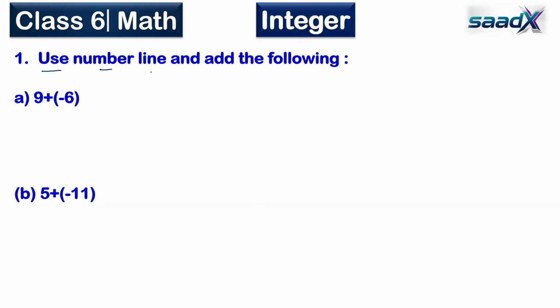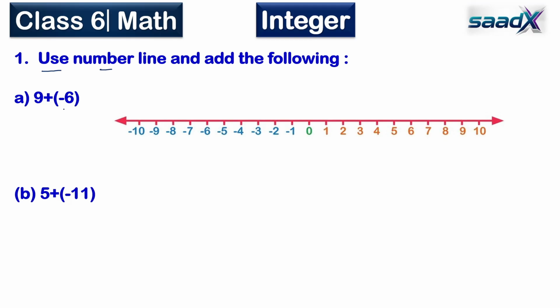Use a number line and add the following. Here is 9 plus minus 6. So look, we are starting from 0. First 9. 9 is a plus 9, a positive 9. So we should mark here. Now we will add minus 6.